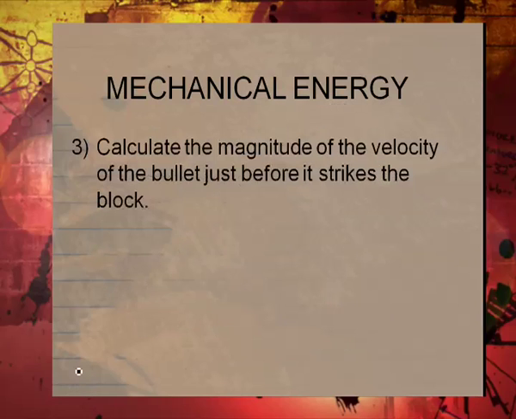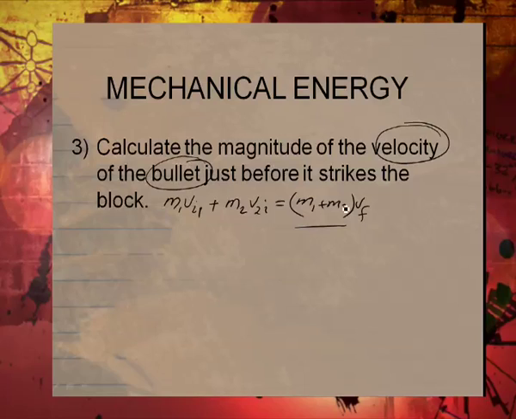Calculate the magnitude of the velocity of the bullet just before it strikes the block. From that point you make use of momentum. Remember, mass of 1, velocity of 1 initial, plus mass of 2, velocity of 2 initial, should be equal to mass of 1 plus mass of 2 times V final. Why am I doing it this way? Because at the end the bullet and the block are together, so they are moving with the same velocity. Use that, and you'll be able to find the magnitude of the velocity of the bullet just before it struck the block.